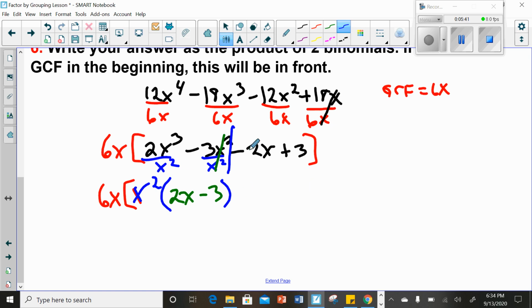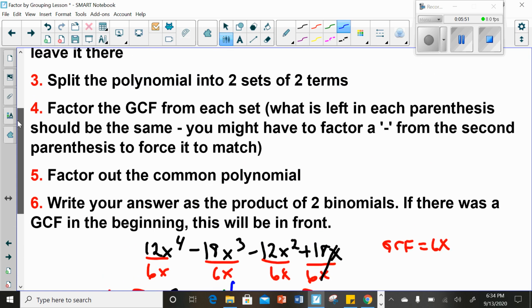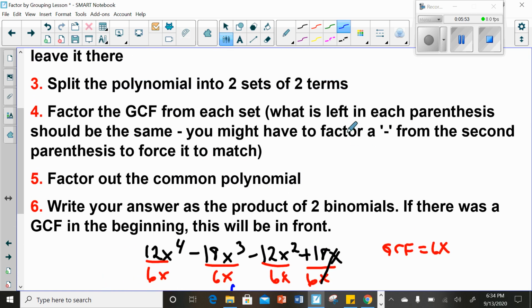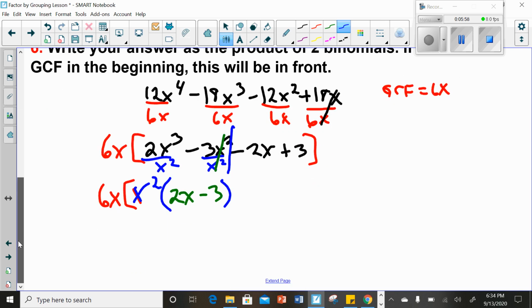Now technically, negative 2 and 3 don't have a GCF, and they don't both have an x in common. So this is that situation where we had up here where I said you might have to factor out a negative from the second parentheses to force it to match. And so every term has a 1 or a negative 1 in common. So we want this 2x. Notice how this is negative 2x plus 3, and this is 2x minus 3. The signs here and here are opposite.